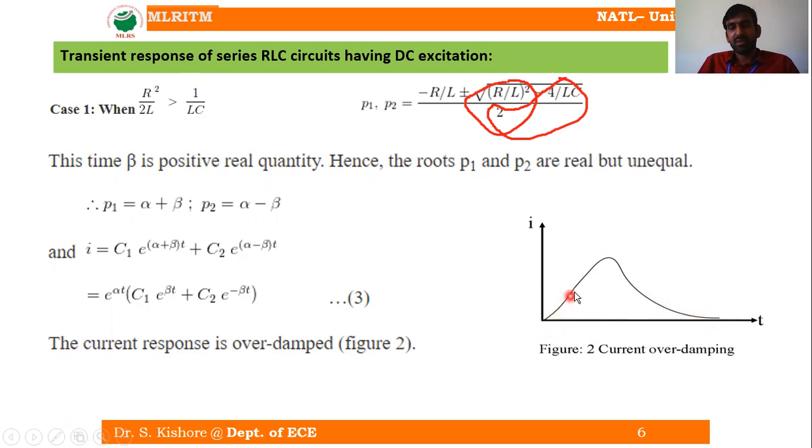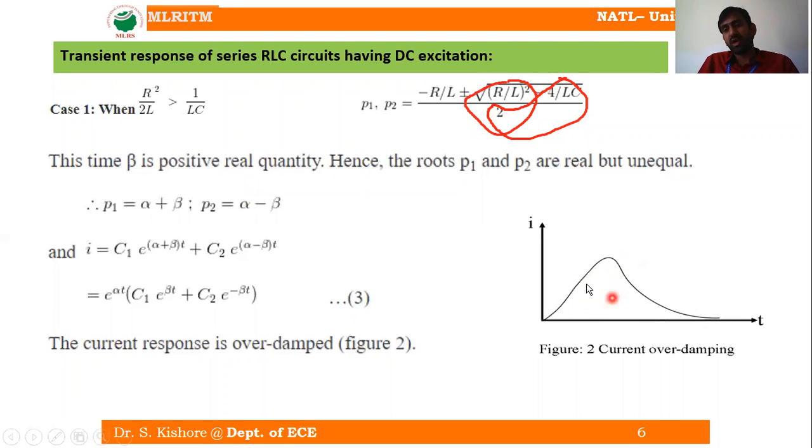So here you can see we can have an overdamped response. It is taking more time to settle down, right? That is why it is nothing but the overdamped condition. The current is overdamped here. To reach its final or steady state value, the current is taking more time. We can observe overdamped oscillations here.